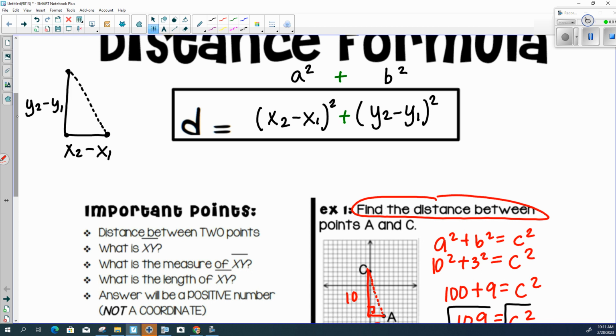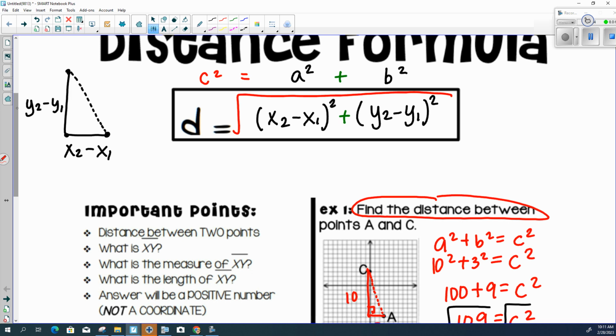And then what did we do the very last step yesterday to find that hypotenuse? Well, we took the square root of that value. So please draw that square root symbol over your entire equation. Okay, make sure you've got that written down. I'm going to finish that up there.